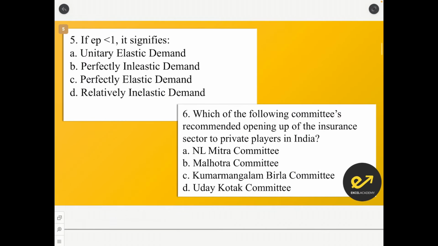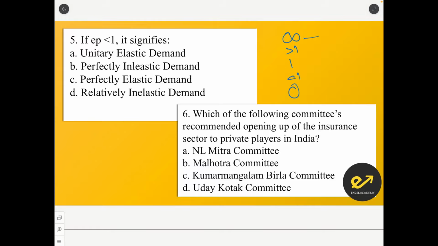EP is less than 1, that is elasticity of price is less than 1. It signifies what? So let us understand the values. Values are infinity, then 0, then we have 1 in between, then greater than 1 and lesser than 1. So these are the 5 values that we have.